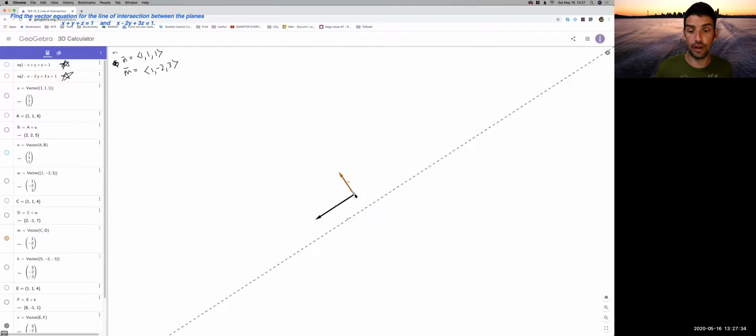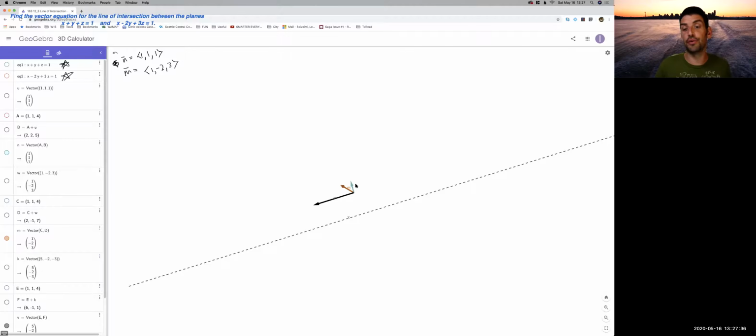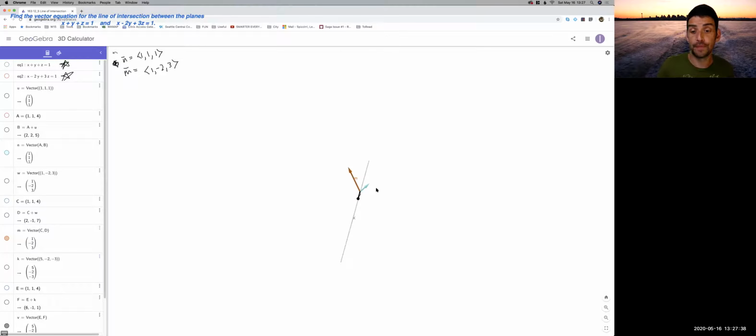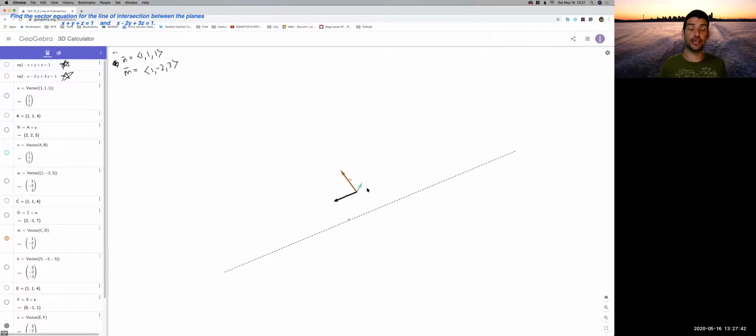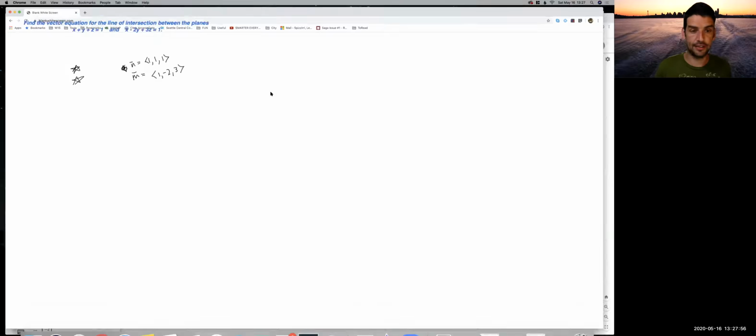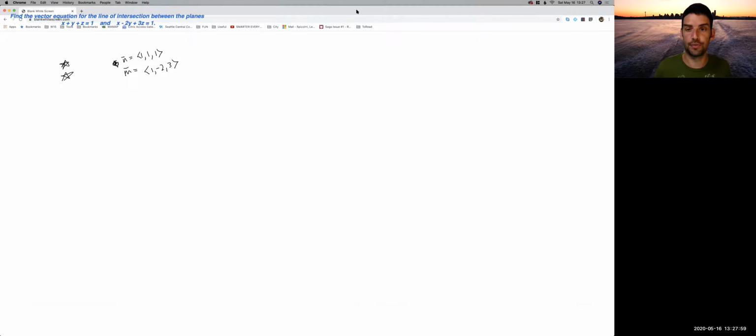And so since this vector is in both of them, it's perpendicular to both. So this gives us an idea for a strategy here to find the direction vector for the plane. We can look at the cross product of the two normal vectors. Okay, so let's go back to a little more space and work this problem out now that we have a little bit of a strategy.